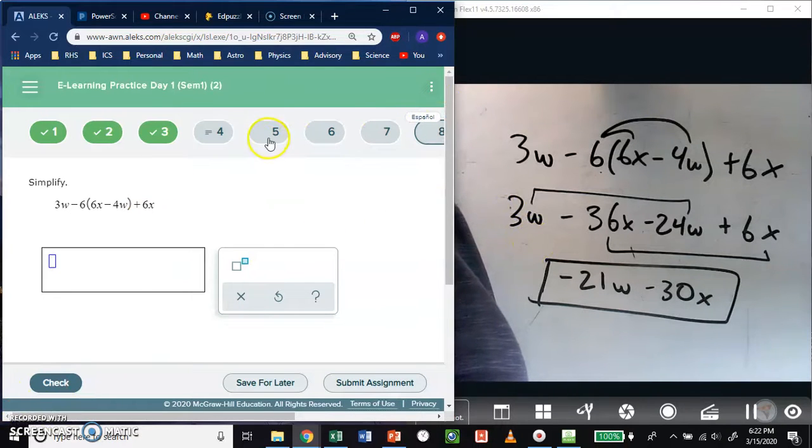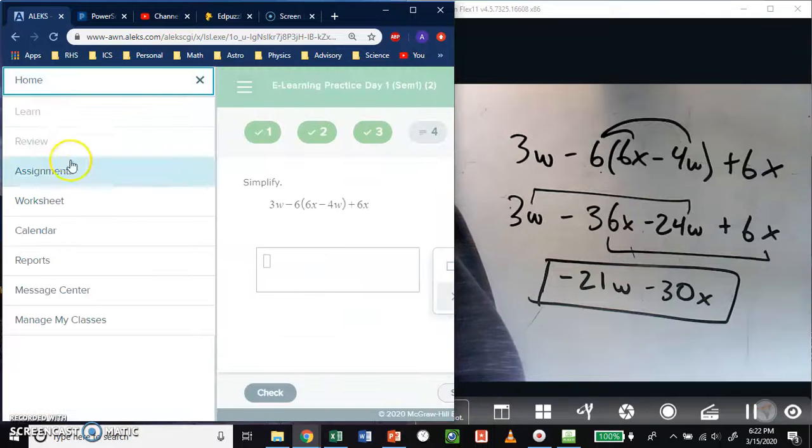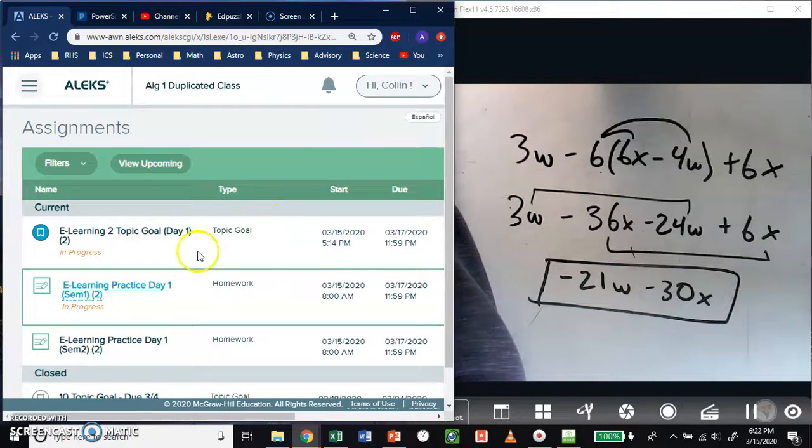Once you finish this assignment, you will then make sure that you start working on your 2-topic goal for the day, and that will show up right here in your assignments tab.